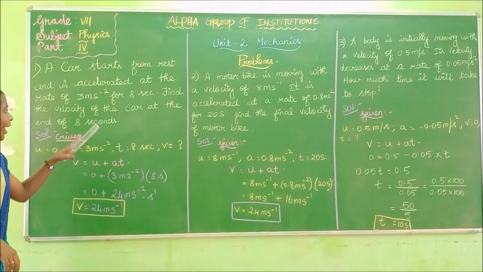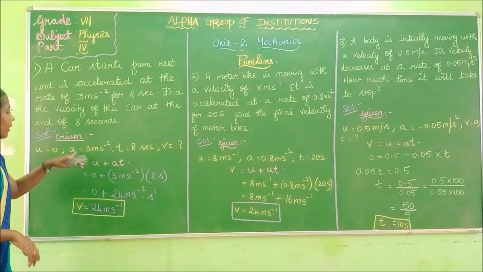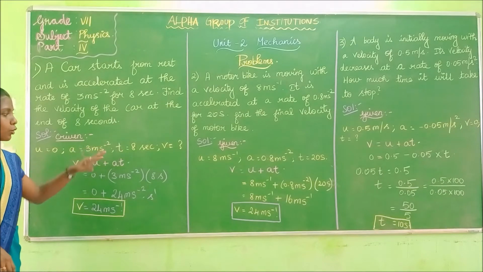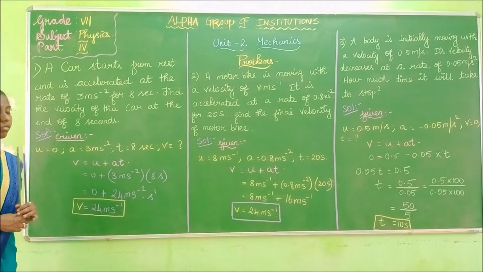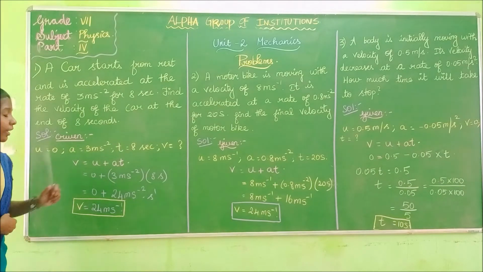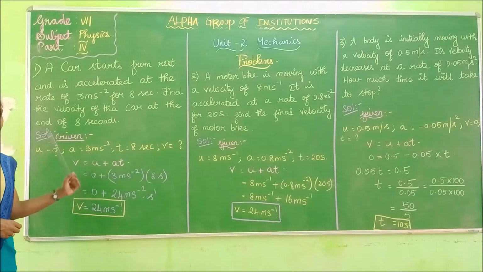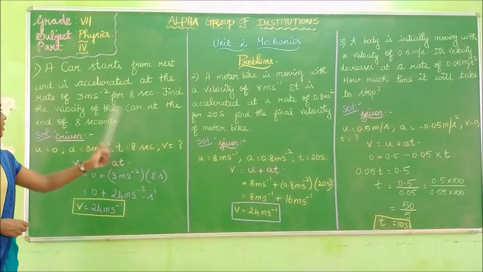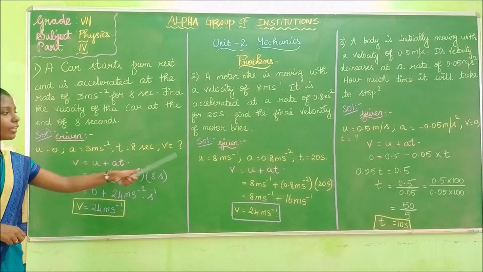They have given the values for u, the initial velocity, which is 0, the acceleration value is 3 meters second power minus 2, and the time is 8 seconds. They are asking us to calculate the velocity of the car at the end of 8 seconds. They are asking us to calculate the final velocity.